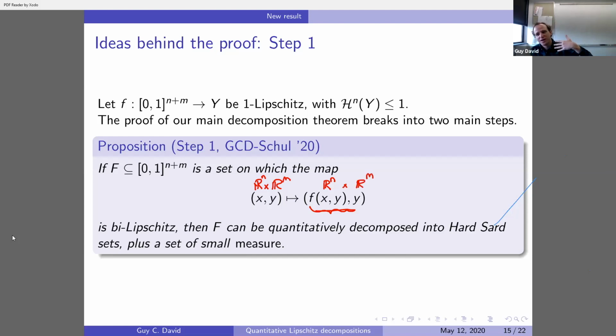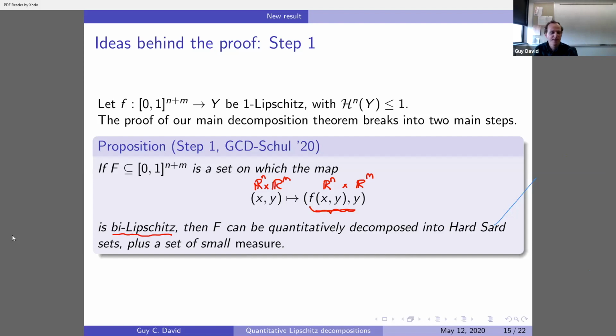So if you're able to add back the m missing coordinates and get a bi-Lipschitz map, then you can decompose further into these Hard-Sard sets. That's what step one says. So it reduces the problem of finding these Hard-Sard sets to the problem of supplementing your map by a projection to get a bi-Lipschitz map.